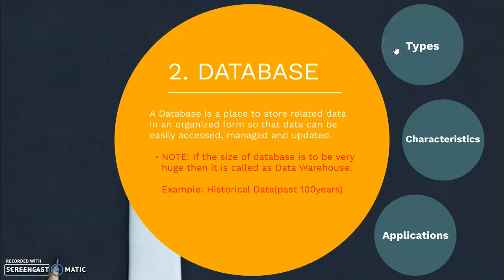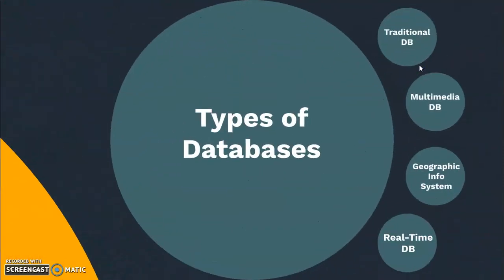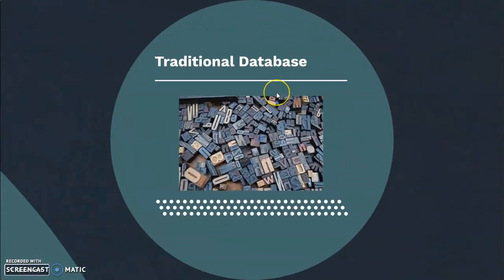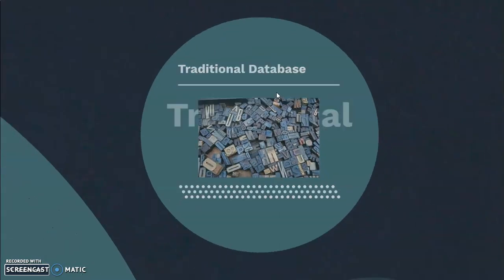Now we'll see types of database, characteristics and applications one by one. Let's talk about types of database. Here I have categorized them into 4. First is traditional database, then we have multimedia database, geographic information system, and real-time system. Let's start with traditional database. Traditional database is nothing but a simple combination of text and numbers.